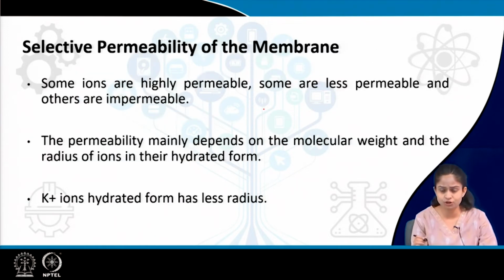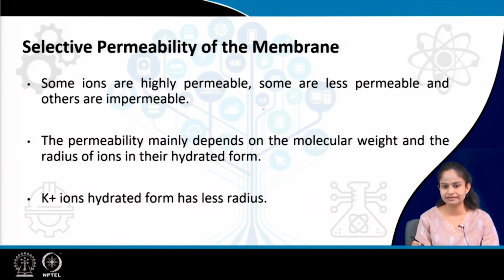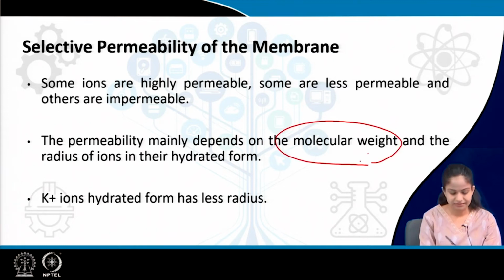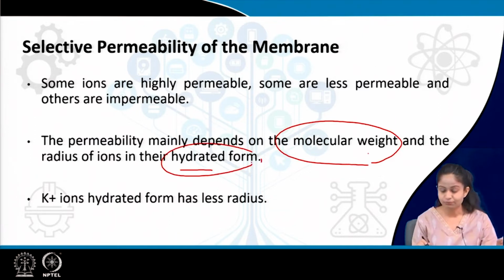Now, selective permeability of the membrane means some ions are highly permeable, while some are less permeable and some are not permeable at all. The ions which are not at all permeable to the cell membrane are mainly the proteins, the macromolecules, the anions. The permeability mainly depends on the molecular weight and the radius of the ions in the hydrated form. This is very important. If the molecular weight is very high, as seen in proteins, they are not permeable through the cell membrane, and it also depends on whether the ion is in the hydrated form or not.